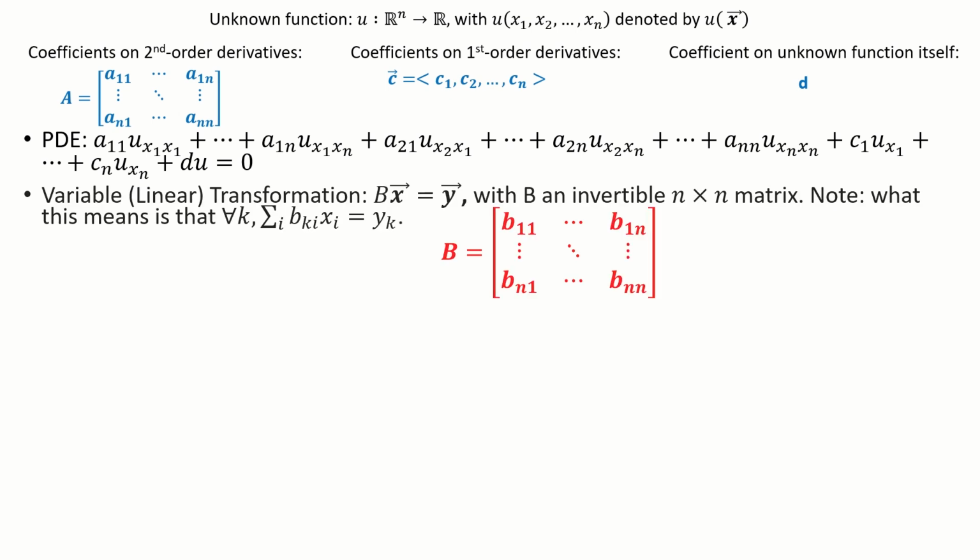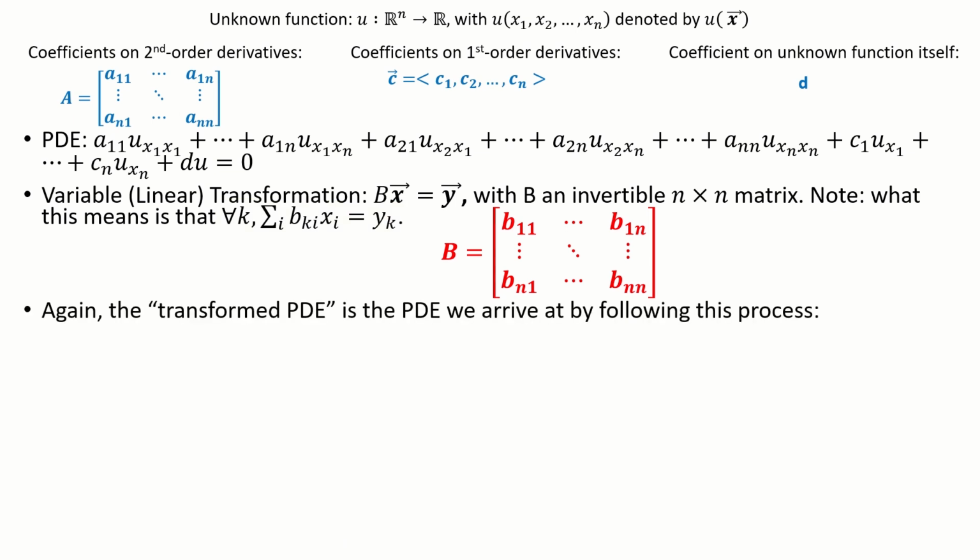Next, consider the transformation y equals bx, where b is an invertible n by n matrix. A useful symbolic statement will be the sum that appears here, which just comes from the definition of matrix vector multiplication.